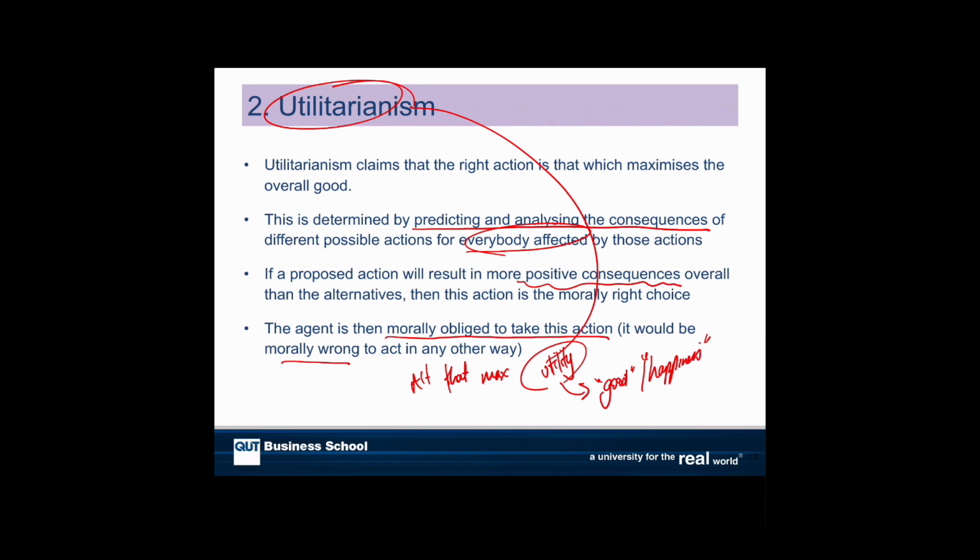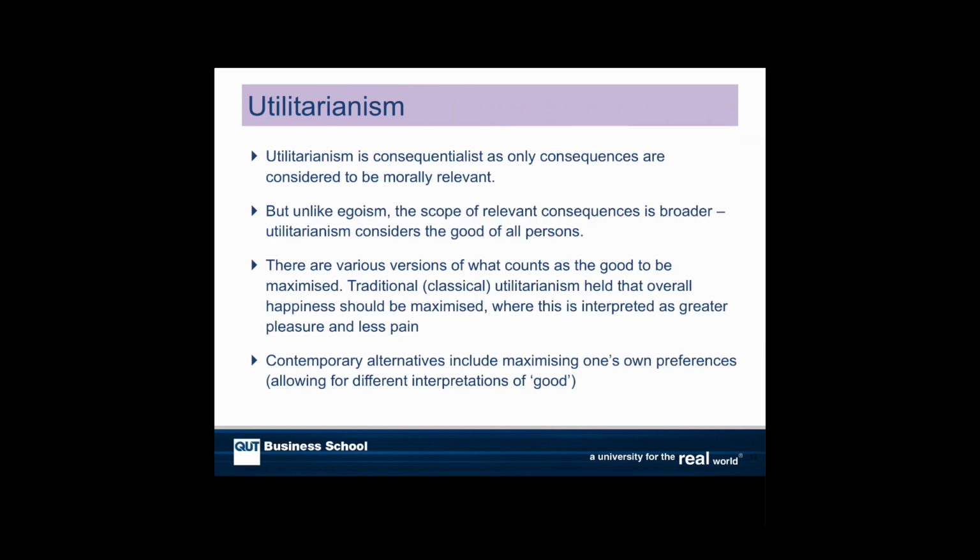We keep coming back to this because it's an important concept. In this approach, we only look at the consequences, but we broaden it out to look at the good of everyone involved. Now, how do you determine what good is? There are different approaches that have been taken. We're going to look at the classical utilitarianism approach, which says that we should maximize overall happiness, where that's interpreted as more pleasure, less pain. So I'm going to increase pleasure and decrease pain. There are other contemporary alternatives, but this is the one we're going to focus on.